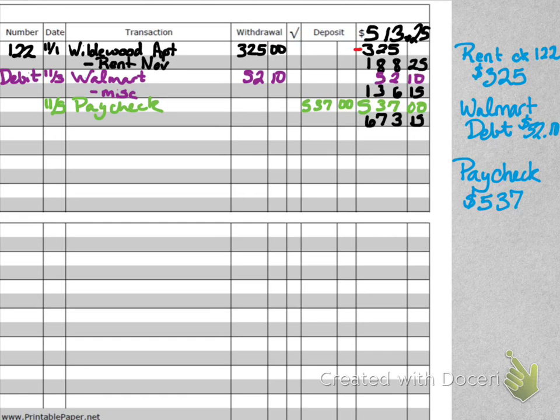So again, the gray is where you write a description or you continue it on. The white is where you write the main part of the item. You don't always have to write something in the gray, but you can.